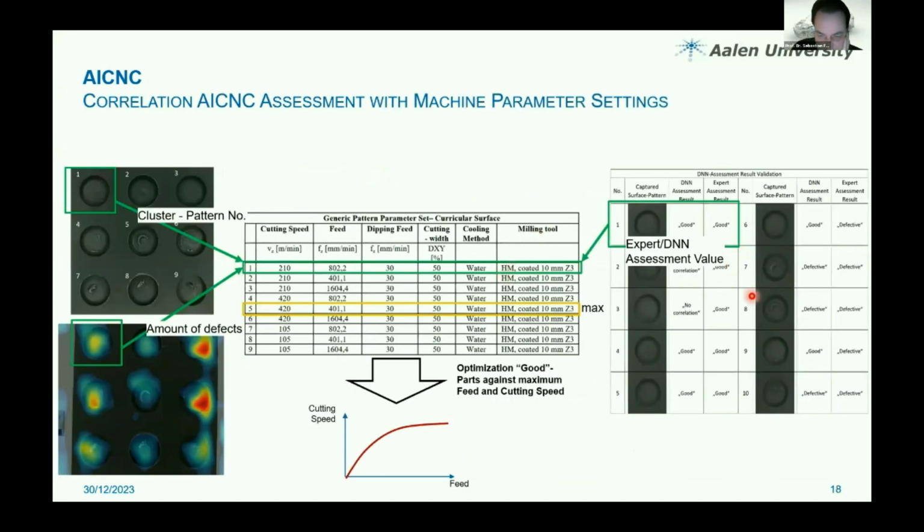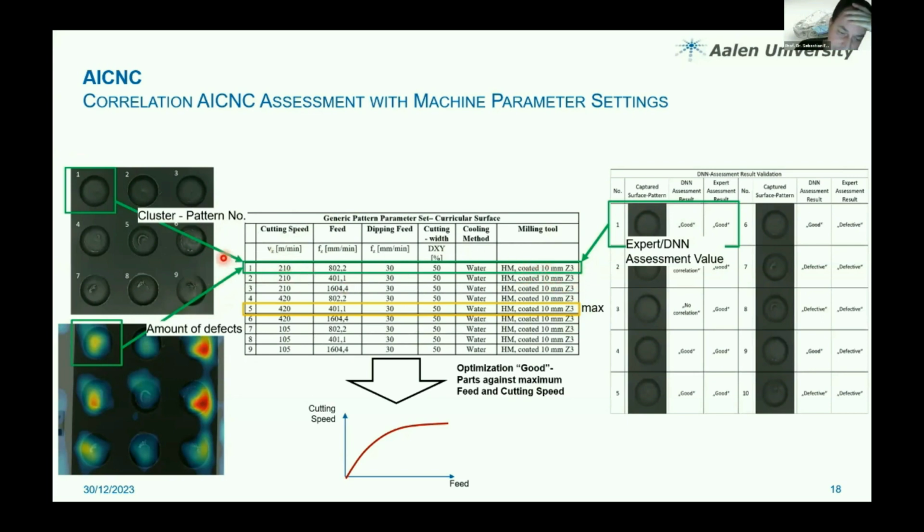And what happens now is we have here the good assessment: neural network or expert or both or whatever. And then on the left side we have the pattern number and the cluster pattern number that is given out. And then we have the amount of activation for defects here.